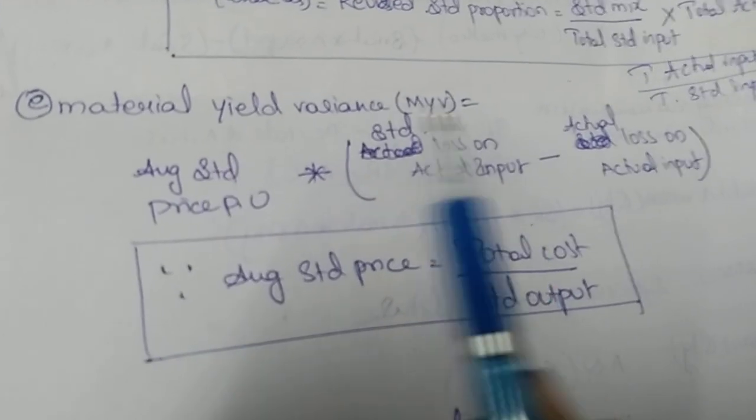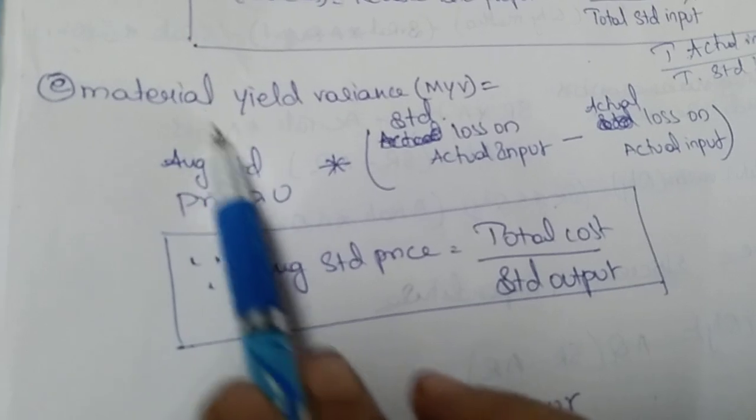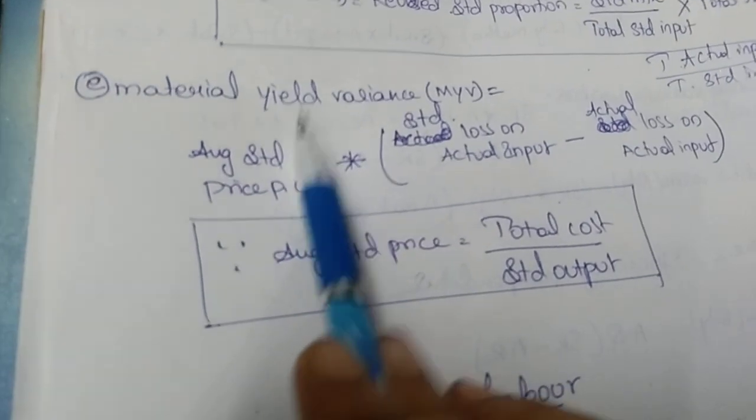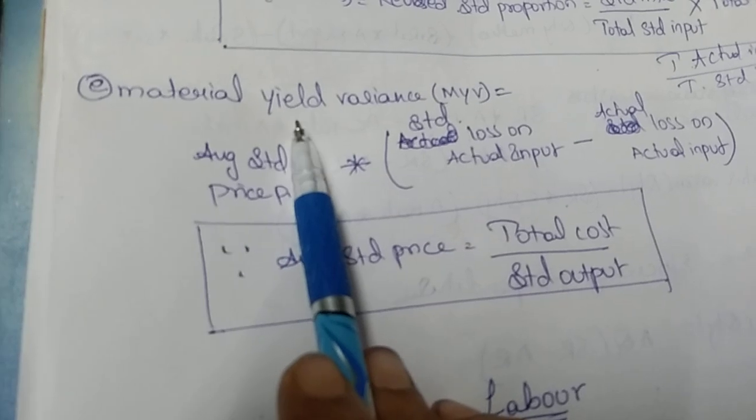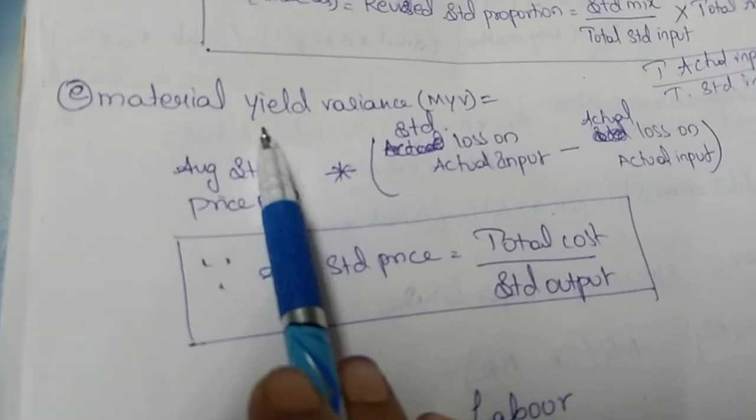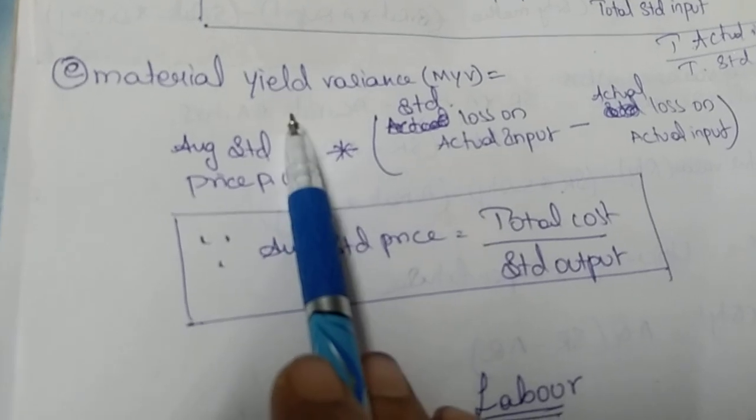The next one is material yield variance. Yield means profit or loss. So whenever anywhere it has been talked about a loss or profit, in such a case the yield variance will come. If no such kind of loss or profit has been mentioned, then you need not go for finding out this formula.